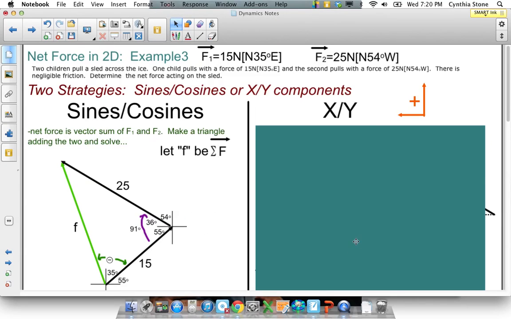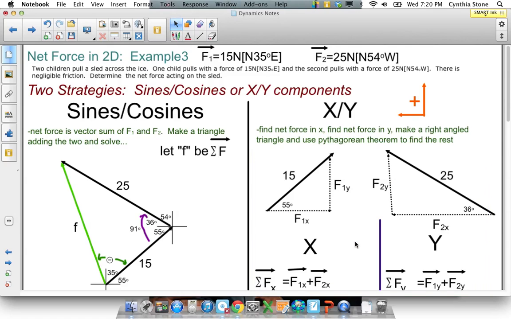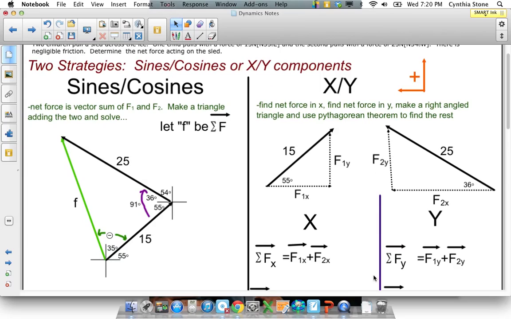Okay, same question using x and y components. By the way, if you feel confident, you should try this on your own and then check my answer and see if you got it right. That would be awesome. But if you're not feeling confident, here she is. So same idea as the first example: find net force in the x direction, find the net force in the y direction, make a right angled triangle, and use Pythagorean theorem.